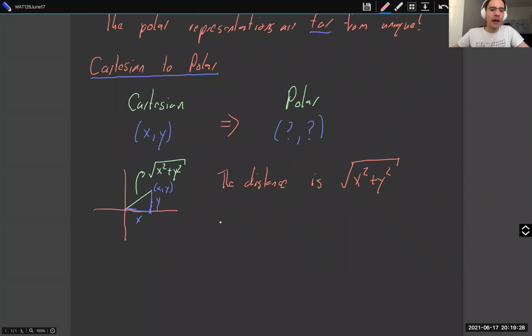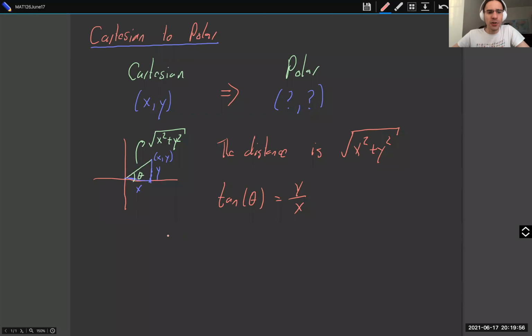Now, what if this angle is theta? Then what does tan theta equal? Which ratio is it in this triangle? Y over x. Exactly.